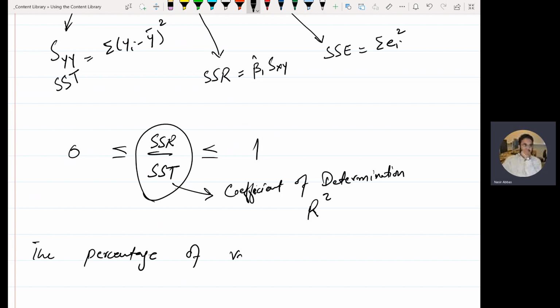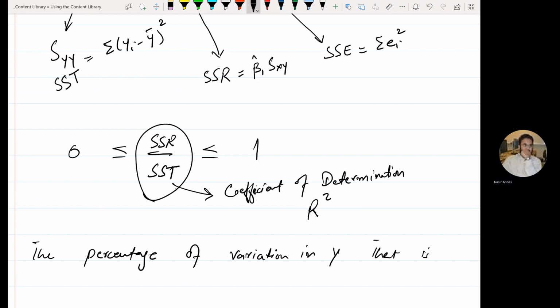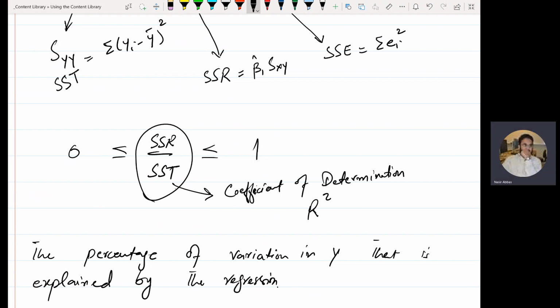So R squared tells you the percentage of variation in Y that is explained by the regression. I'm writing regression and I'm not writing X because later I will have more X's. So I'm writing a general word regression. But for this case, I should write only X. It's the amount of variation in Y that is explained by the predictor X. Later, I will have more predictors.